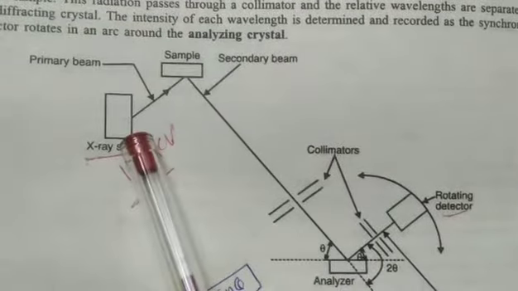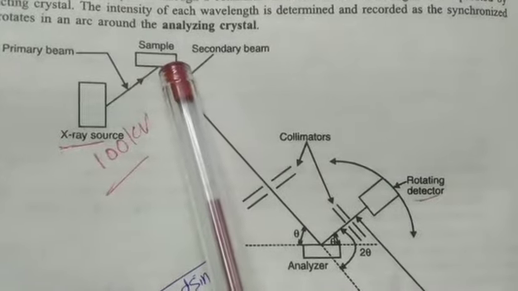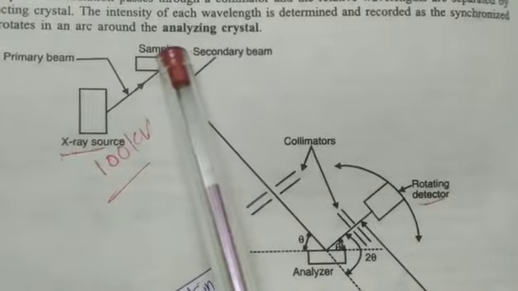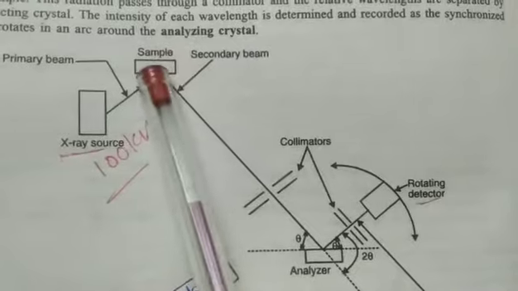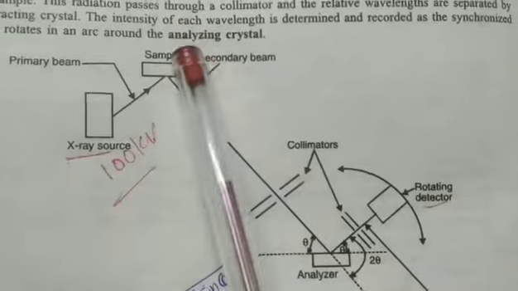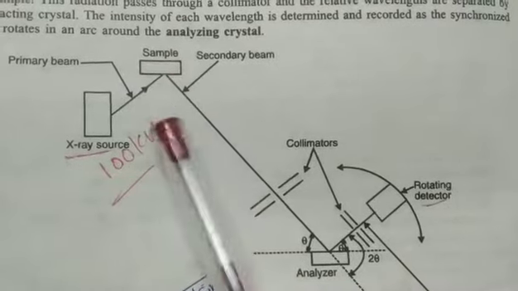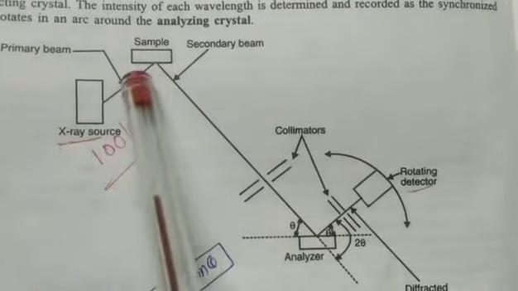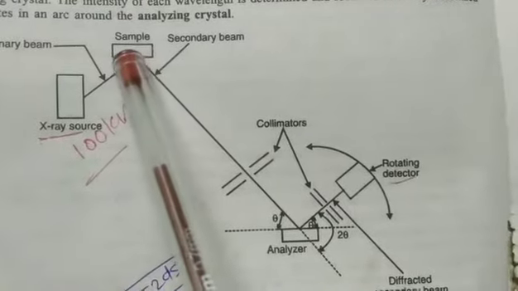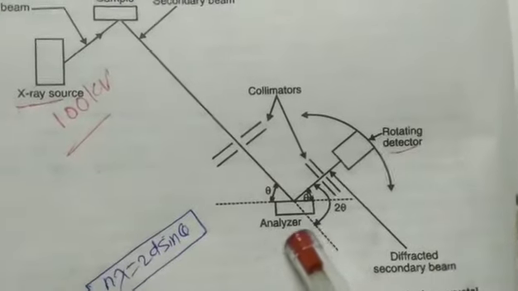When X-rays fall on the sample, here we keep a sample, there is first a vacancy in the K shell, one electron is discarded. From the higher L shell, one electron comes to the K shell, and there is a flow or radiation of X-ray fluorescence. This radiated X-ray fluorescence comes as the secondary beam. So the secondary beam comes onto the crystals.